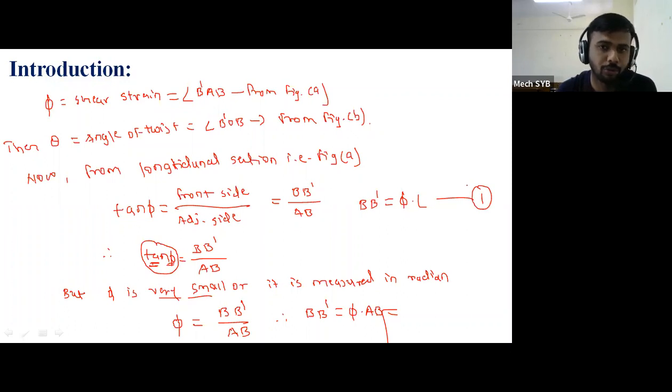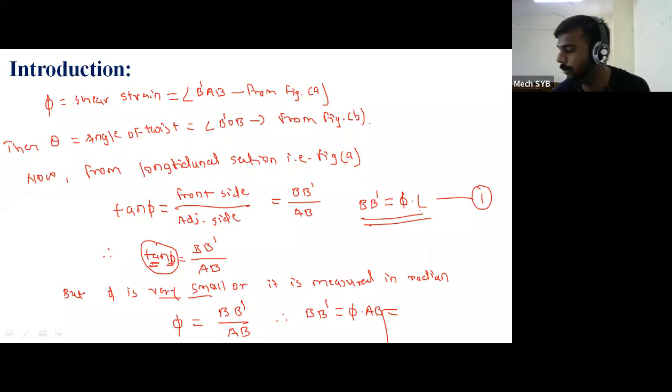Okay, from this particular longitudinal section, we have calculated the value of BB dash, which represents the distortion of the material. Distortion means one point is shifted to another point due to the T amount of torque applied. Okay, so this equation number 1 means we have calculated the value of BB dash in the form of phi and L. So this we have calculated from the first figure, that is longitudinal section.